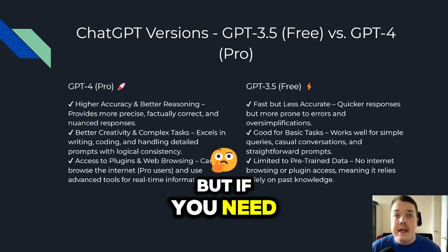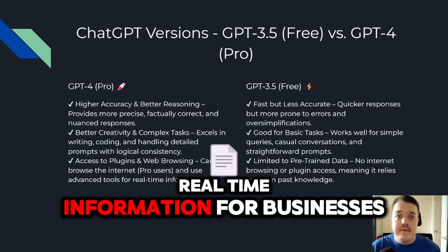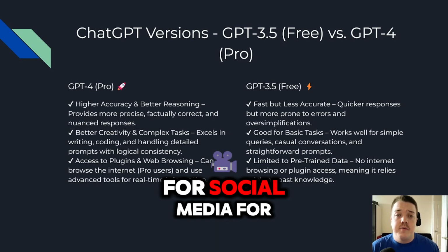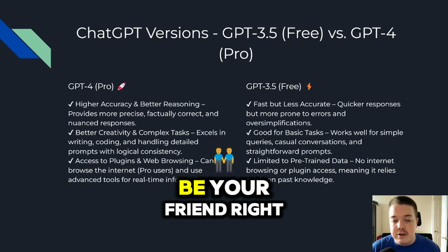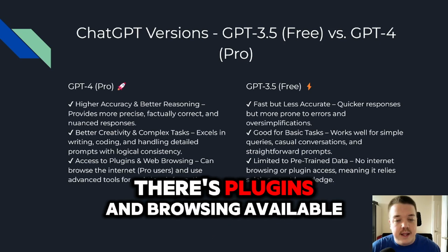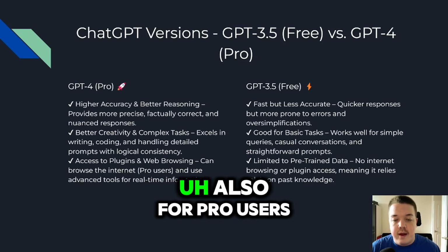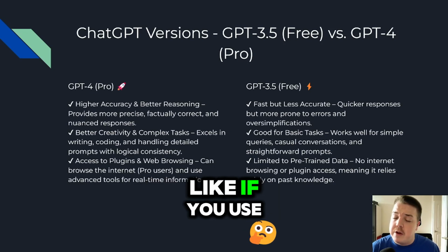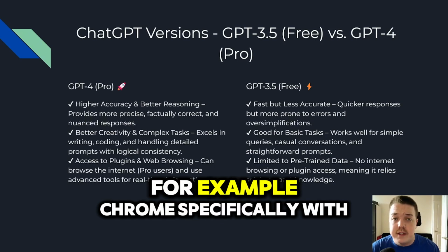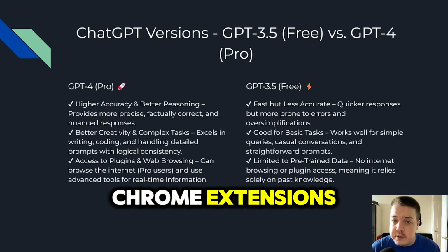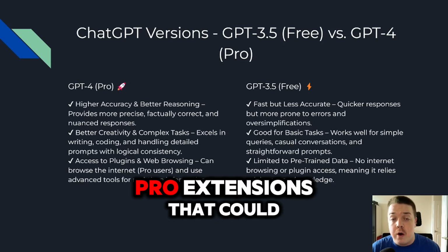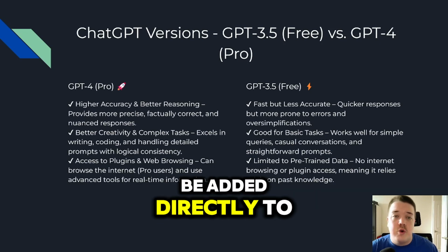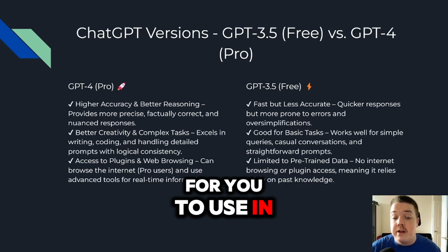But if you need real-time information for businesses, for social media, for current trends and whatnot, Pro is definitely going to be your friend. There's plugins and browsing available also for Pro users. Like if you use Google Chrome or Safari, for example, Chrome specifically with Chrome extensions, these AI models have Pro extensions that can be added directly to your browser for you to use in real time.